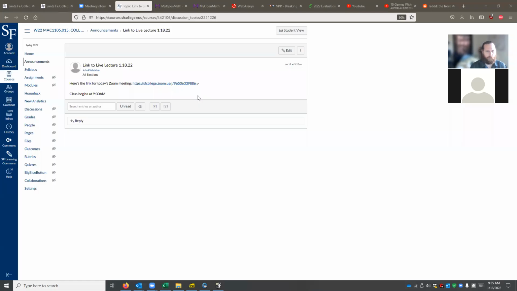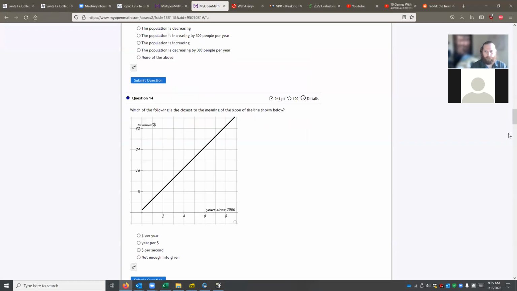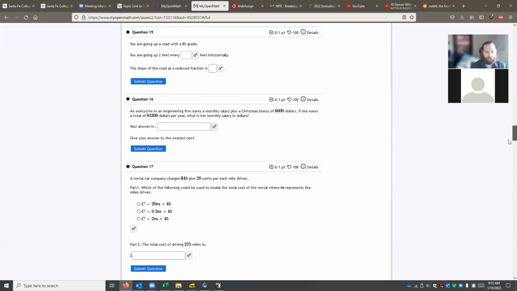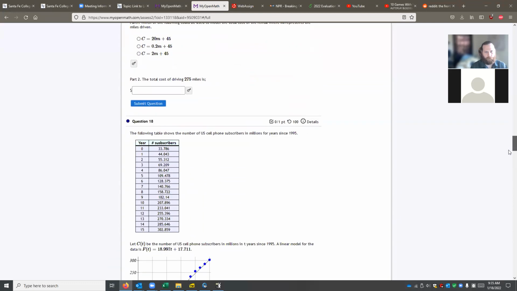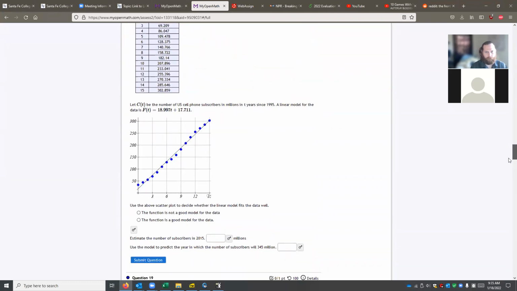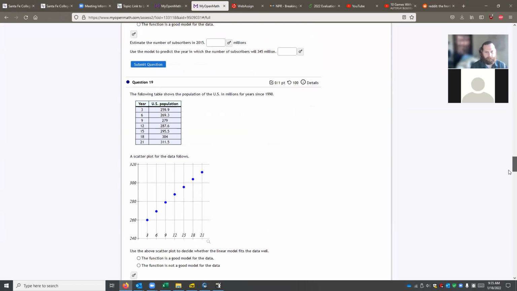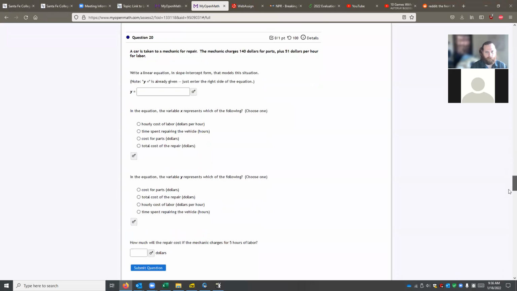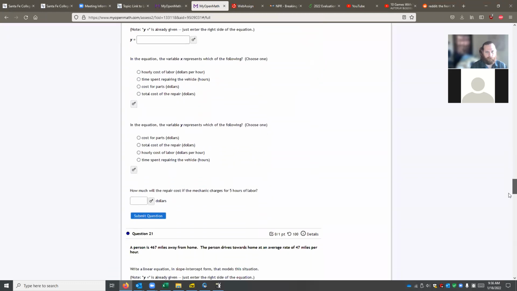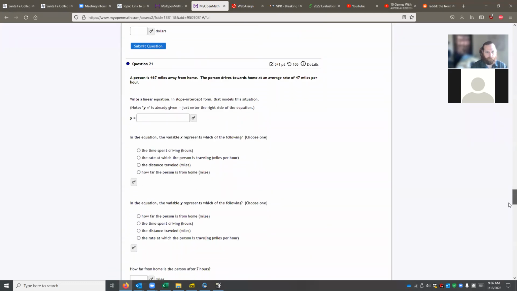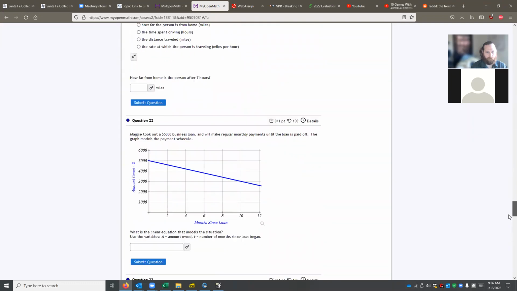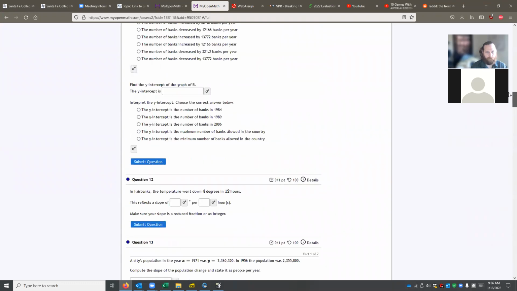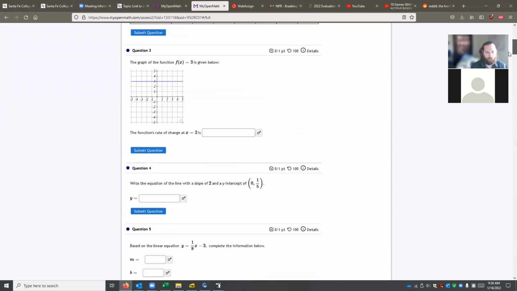I do want to take just a quick peek at this next homework set to make sure I'm not missing anything here, any big topics. Mostly it's about units and linear regression. Okay, good. Nothing crazy here. I think we've got everything in there.